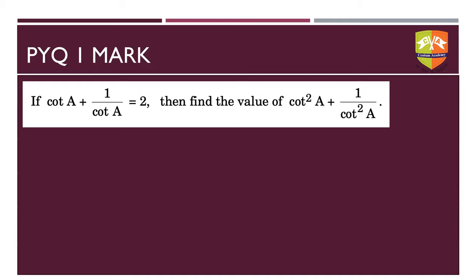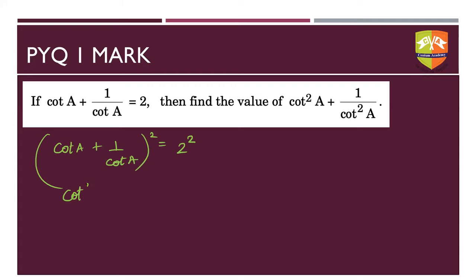Done. So simply you need to square both sides. So cot A plus 1 by cot A whole square is equal to 2 square. Shreyas, how come 6? Meghna, how come 4? All of you are making small, silly errors.